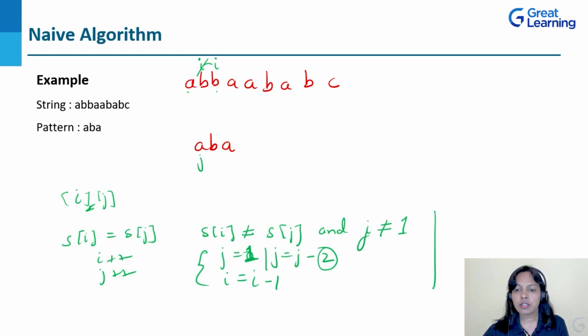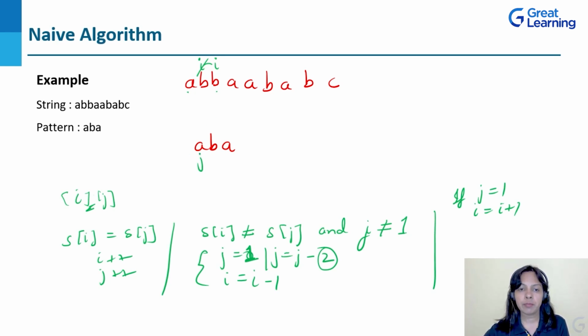So these were the 3 conditions. The other condition is that if j is already pointing to the first index, then you don't have to do anything with j. You just have to increment i. Okay. So this is also one condition. So you can see here, I just incremented i, no more decrement of j. So now i is pointing here, j is pointing here.